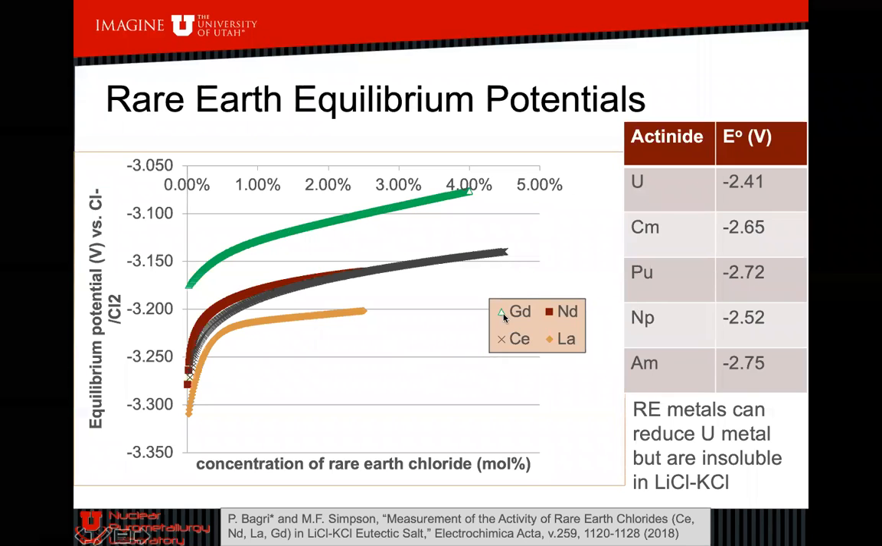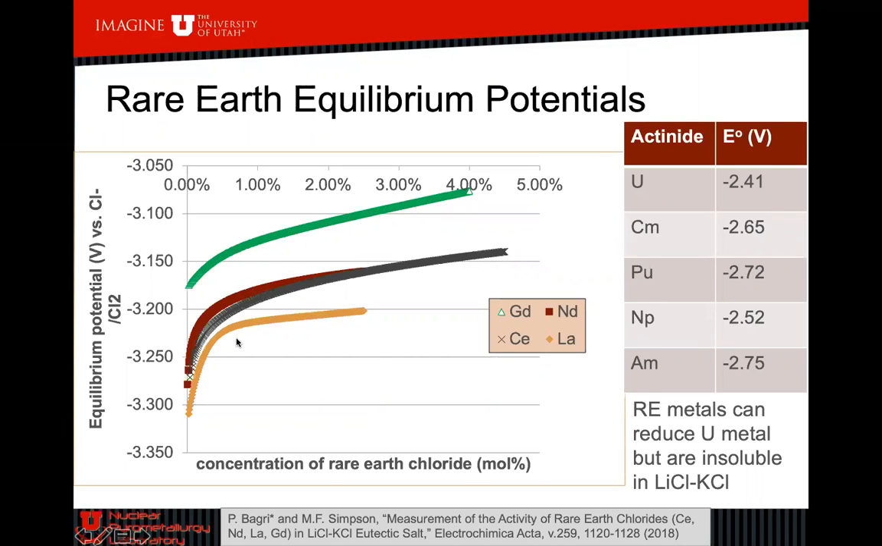And then you've got rare earths. So these are gadolinium chloride, neodymium chloride, cerium chloride, lanthanum chloride. Their potentials, which we actually measured; one of my students, Prashant Bagri, ran these experiments. They're all a lot less than these actinide potentials. Okay, so rare earth metals can actually reduce uranium metal. I mean, if I'm at a potential where, let's say, gadolinium starts to reduce, I'll definitely reduce uranium metal. Actually, I'll reduce all of these.